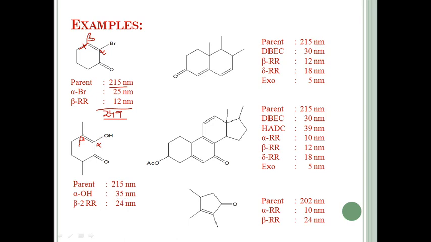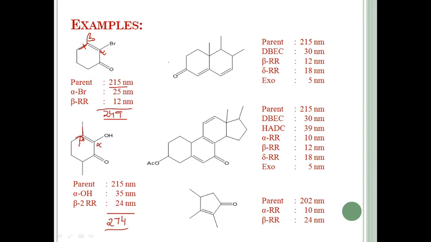At beta position you are having 1 and 2. So 2 ring residues are present for a beta position. For 1 ring residue we are having 12 nanometer increment. For 2 ring residues 12 into 2, totally 24 nanometer. So on totaling all the values we will get the final lambda max for this compound. Okay, right. Now come to this example.